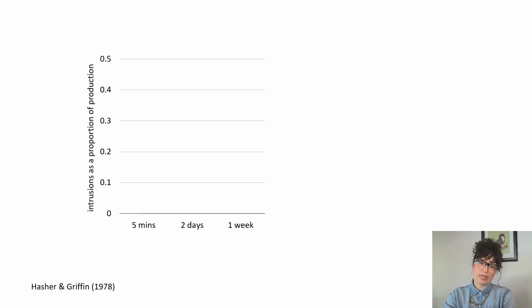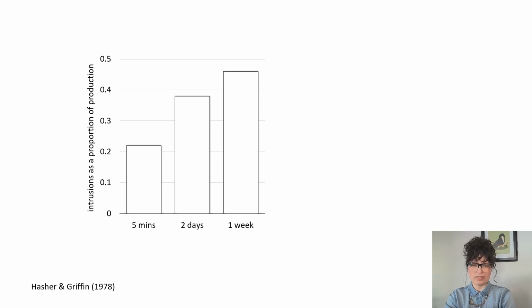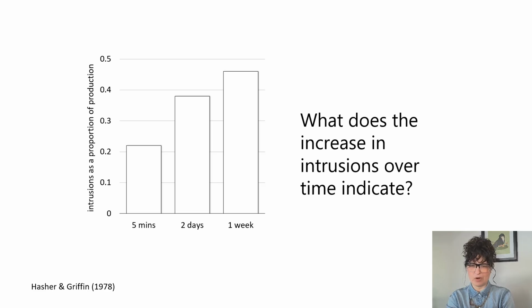So here we're looking at intrusions as a proportion of the total production after a 5-minute delay, a 2-day delay, and a 1-week delay. So here you can see the errors are increasing over time. There are some errors after 5 minutes, but after a week, almost half of the details that are produced have an error in them that reflect the title that was originally given in the experiment.